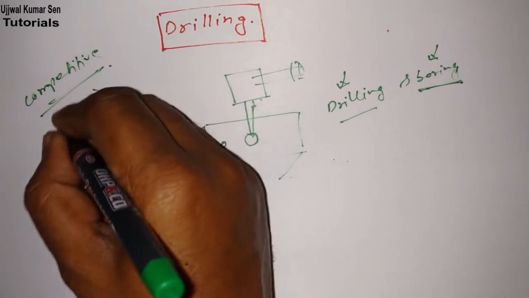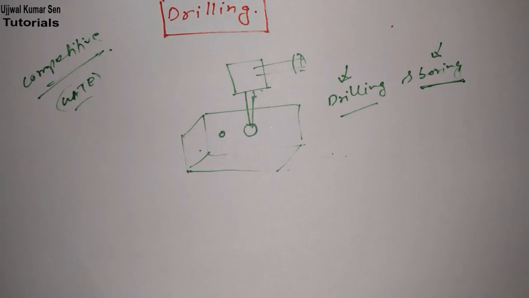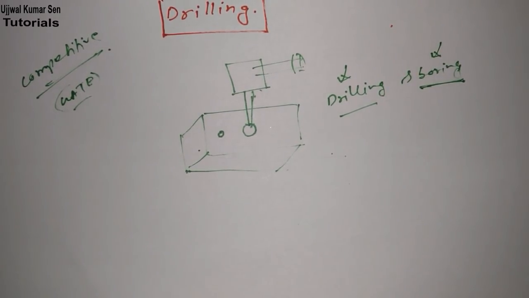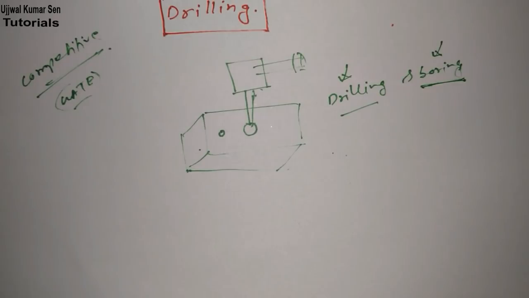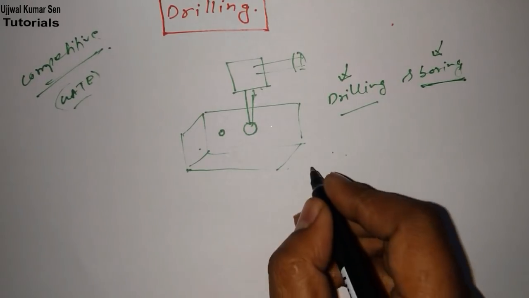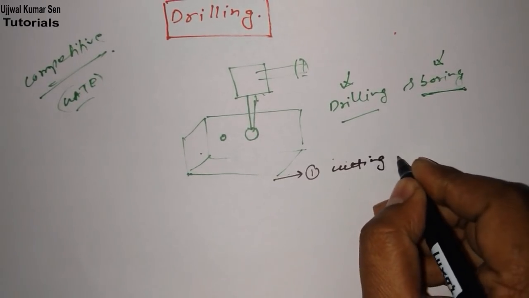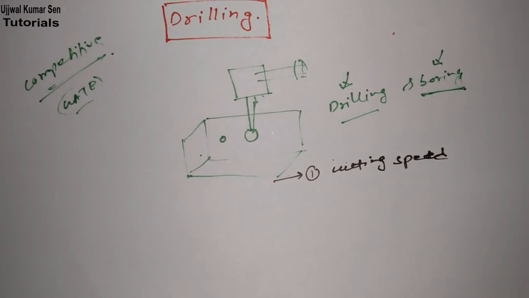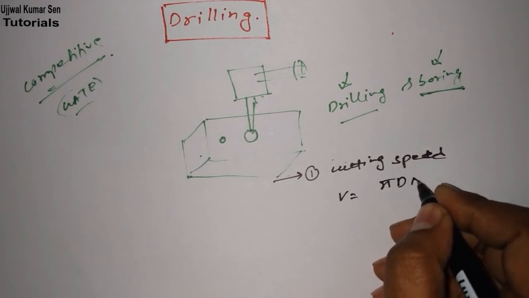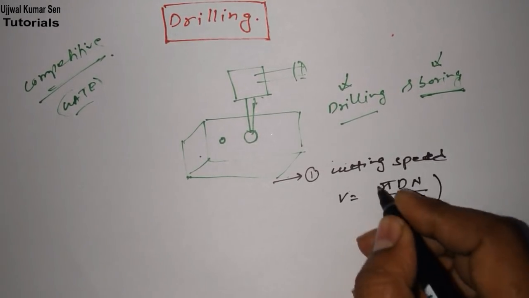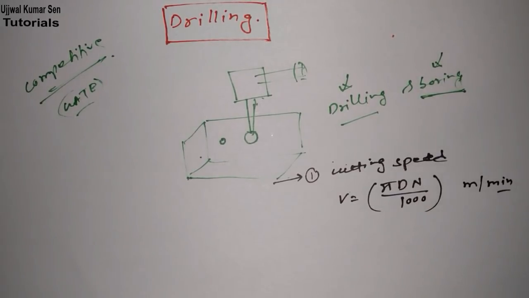Especially yet. So in this tutorial, I'm going to share with you questions that have been asked. But before going to share the questions, let me share with you two most important formulas that are used to solve problems in case of drilling. I'm sure these formulas are just key to solving problems for this topic. So the first formula is cutting speed V is equal to pi dN by 1000, and that would be in meter per minute.